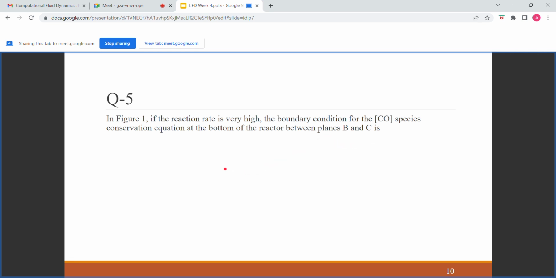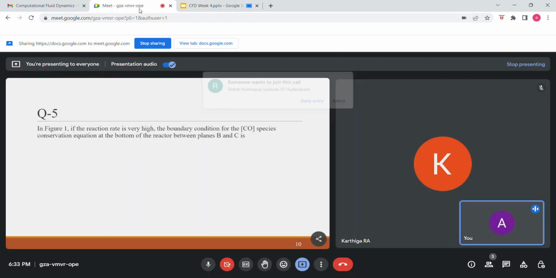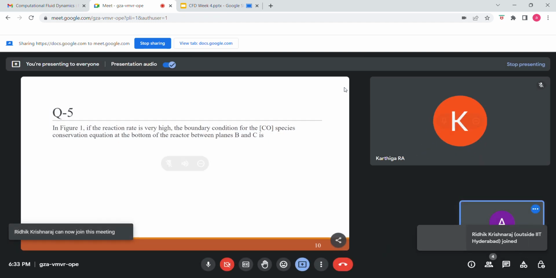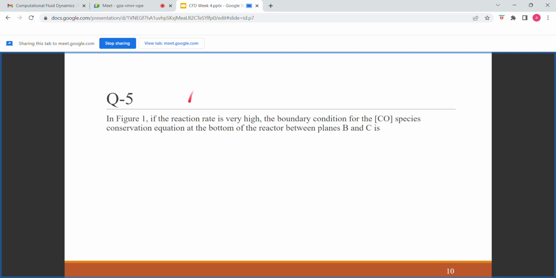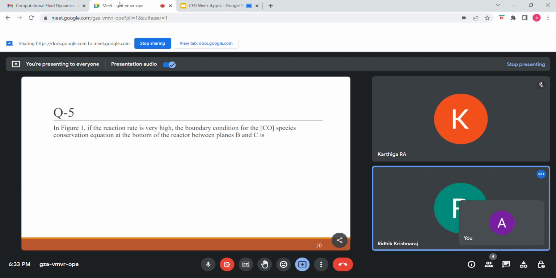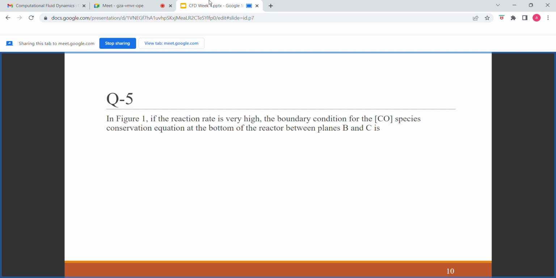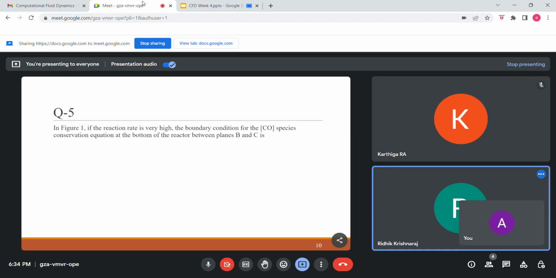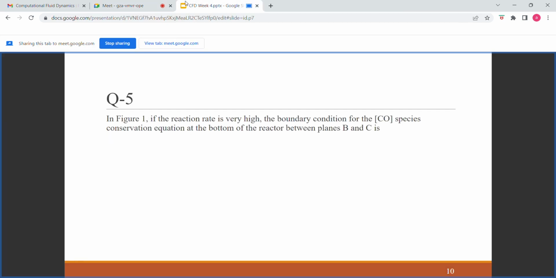So we already saw that the reactor is like a plane where plane A is the center and planes B and C are at, B is at the exact midpoint and C is halfway between planes B and D. So it is asked that if the reaction rate is very high, what would be the boundary condition for carbon monoxide at the bottom of the reactor between planes B and C.